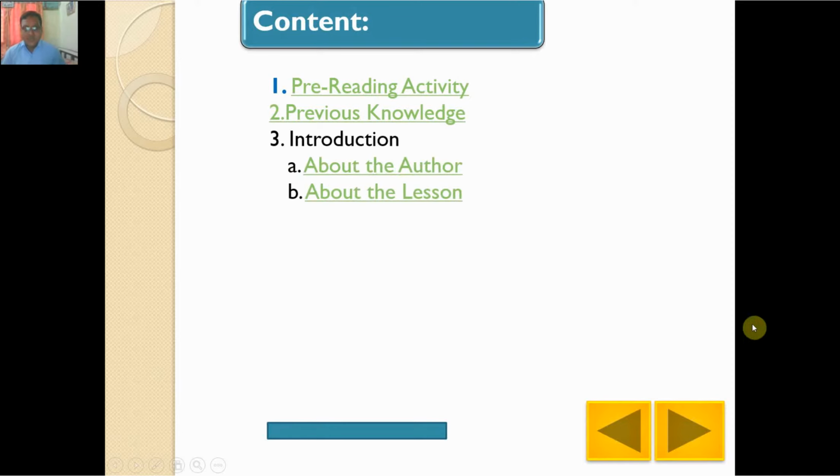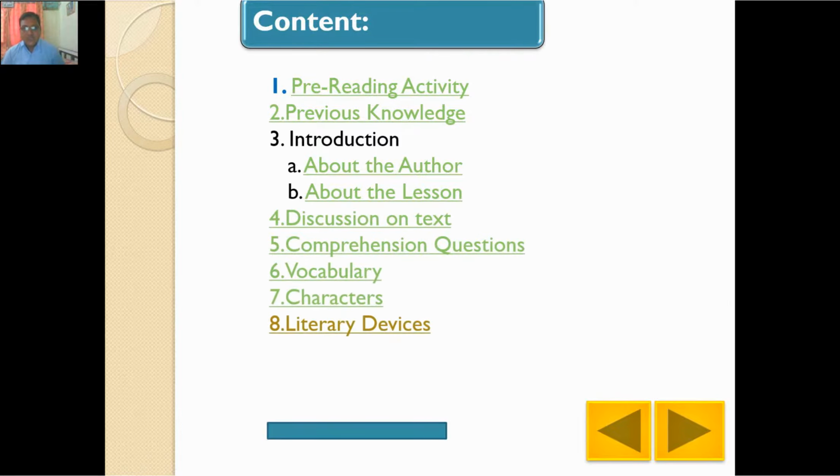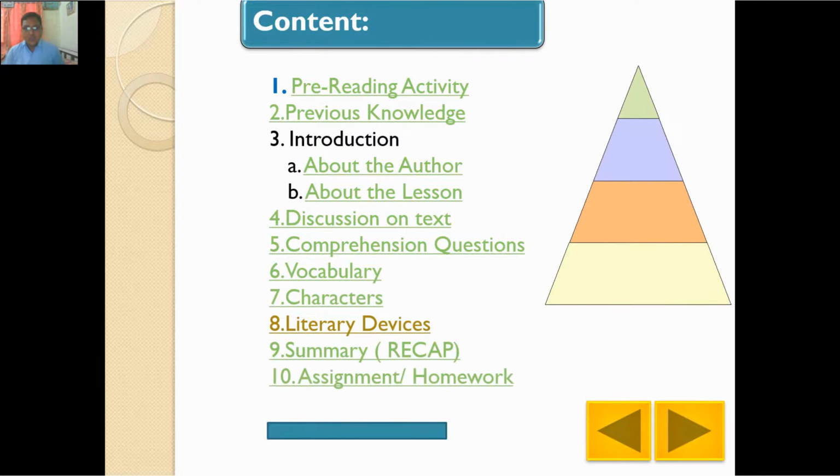In this presentation, we are going to discuss the pre-reading activity and previous knowledge. Under introduction, we will discuss the author, the lesson, the discussion on the text, and comprehension questions. Then we are going to discuss vocabulary and some characters. We are going to discuss literary devices, the summary of the lesson, and at last we are going to see the assignment and homework for the students.